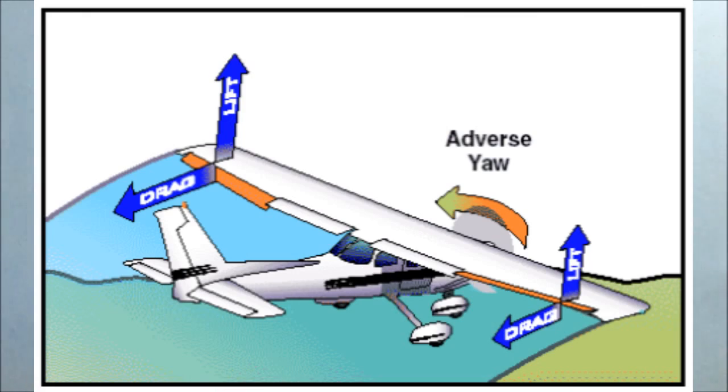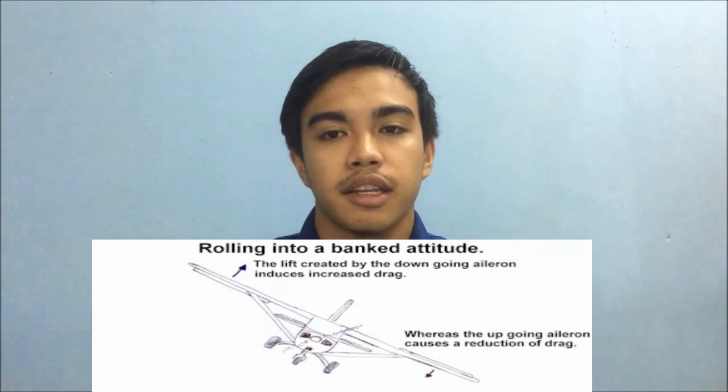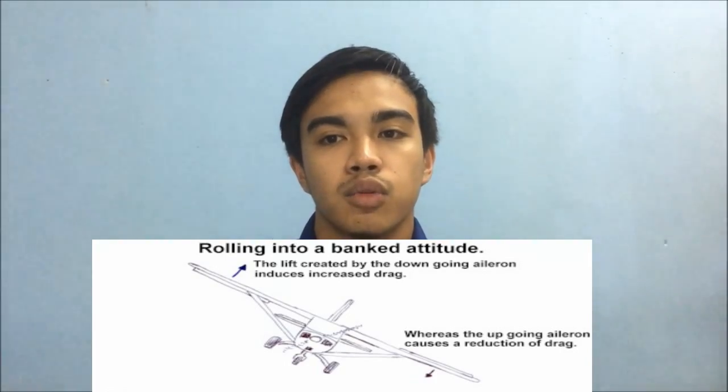When ailerons are moved, the downgoing aileron tends to produce more drag than the upgoing one. If the downgoing aileron produces too much drag, then it may tend to turn the aircraft in the wrong direction. Methods to counter adverse yaw.